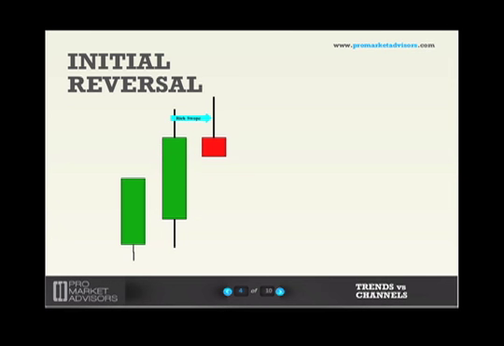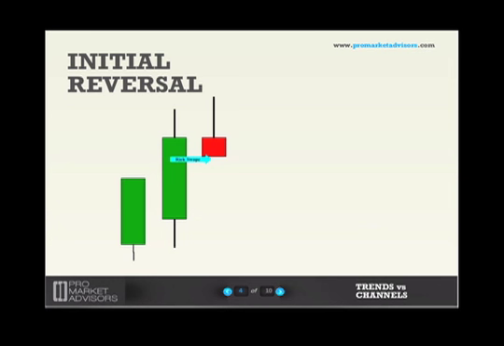Now on this one, the top shadow is the longer shadow. And ideally, we want to see that top shadow be at least twice as long as the body. So I'm giving you the pieces right now. The top shadow is at least twice as long as the body, and the bottom shadow could either be non-existent or it should be less than the body length. So there are the pieces: relatively small body, top shadow that's at least twice as long, and bottom shadow that's the body length or less.